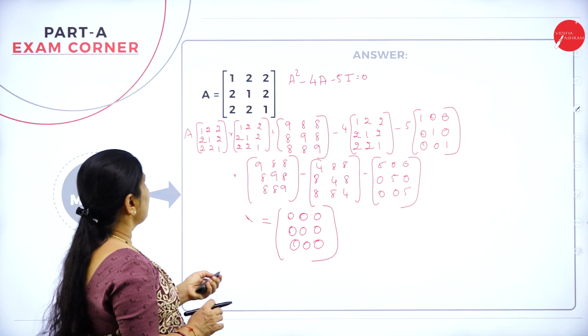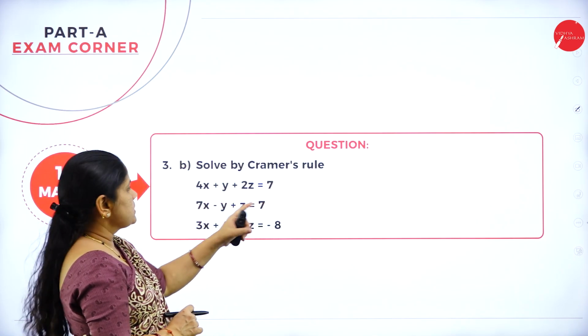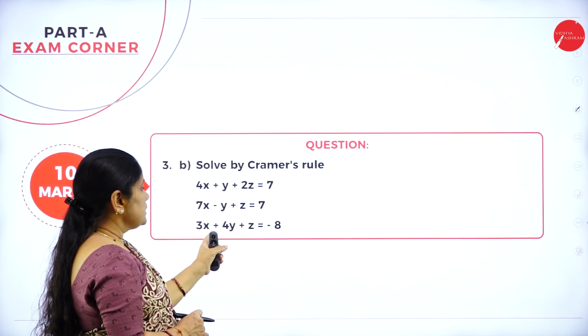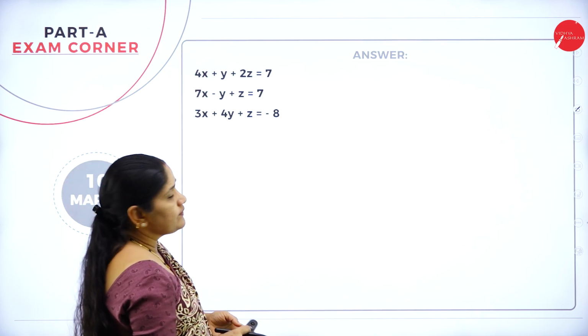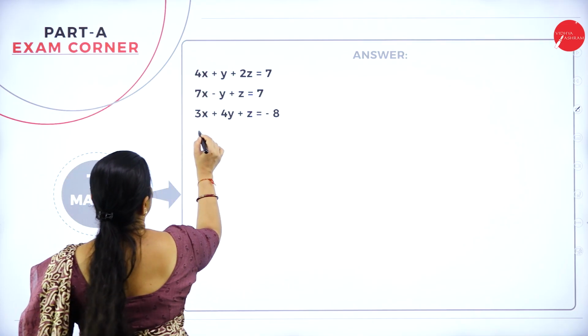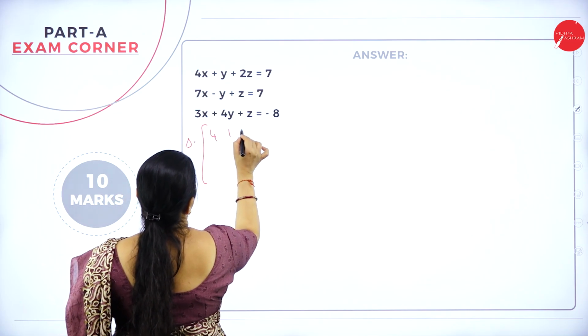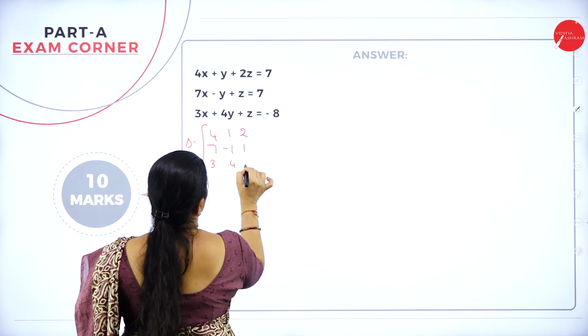Now the next problem. Solve by Cramer's rule. 4x plus y plus 2z equals 7, 7x minus y plus z equals 7, 3x plus 4y plus z equals minus 8. So we have the problem here. So I write the determinant. Delta will be equal to 4 1 2, 7 minus 1 1, 3 4 1.